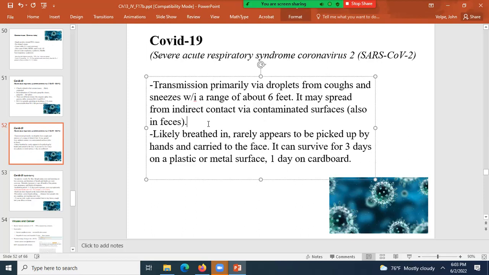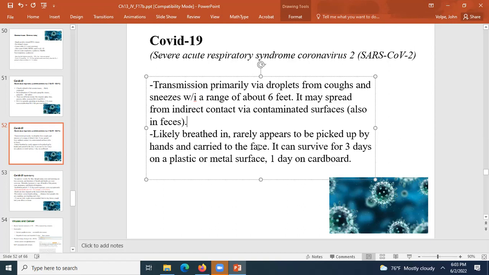COVID-19 is likely breathed in. For whatever reason, it appears to rarely be picked up by your hands and then carried to the face. This is unusual because with the colds and flus, most of the time we pick the virus up in our hands, and then we inoculate ourselves in a mucous membrane of the face.